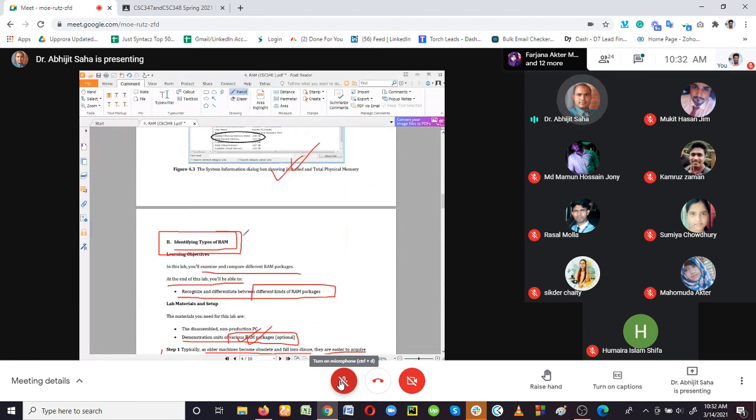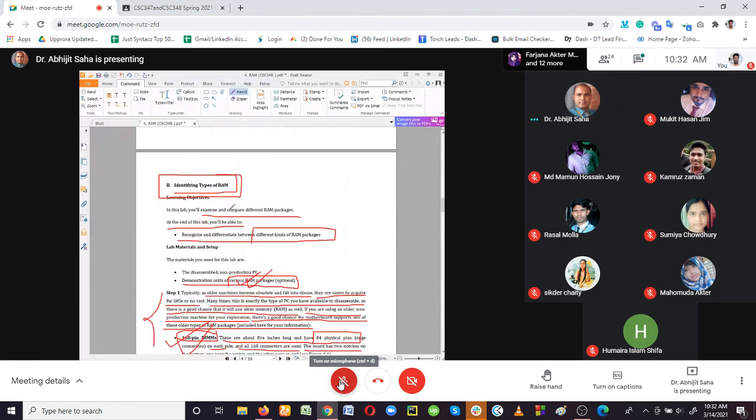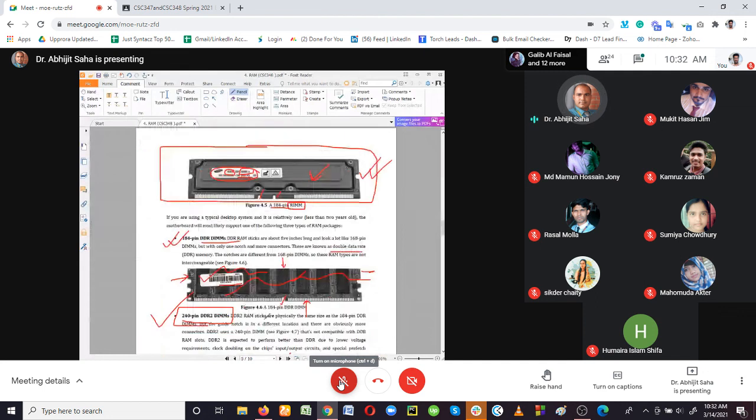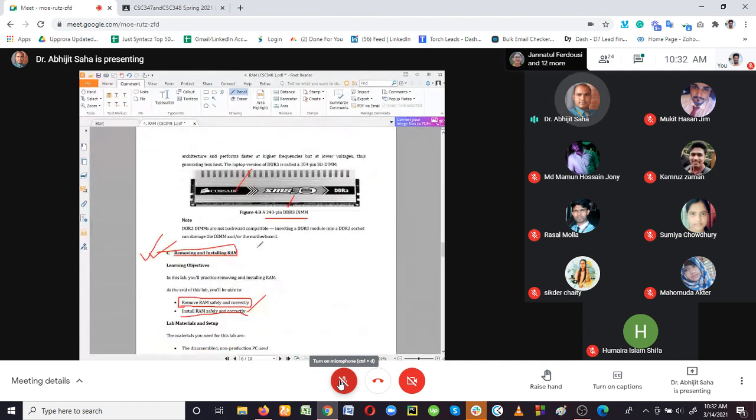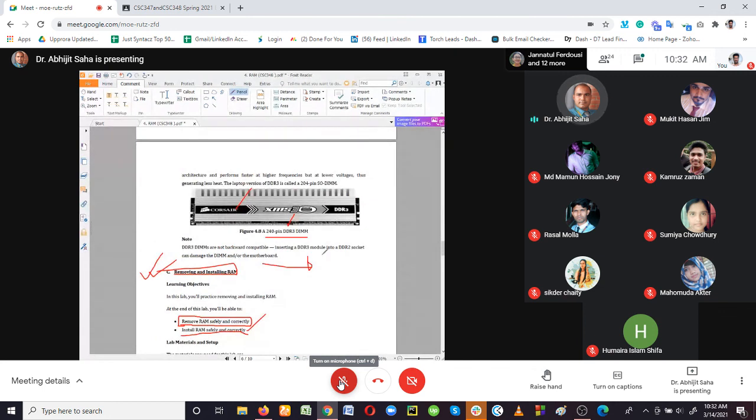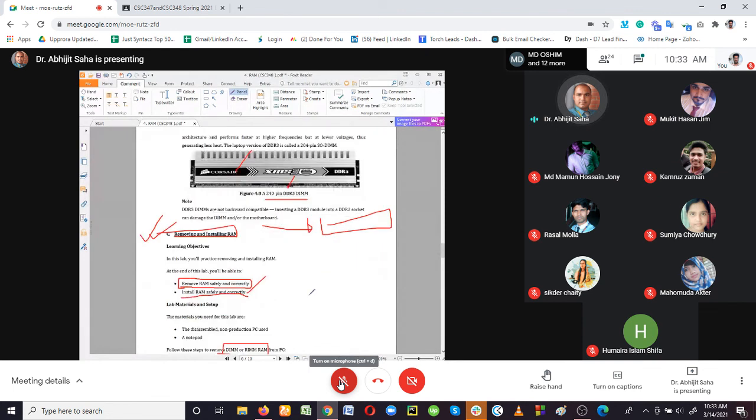And for identifying the types of RAM, you can place the information on the different types of RAMs available in the market. And then you can go for the one you are using. So you can give the picture of your RAM, how many pins are there, what type of RAM it is, and then removing and installing.